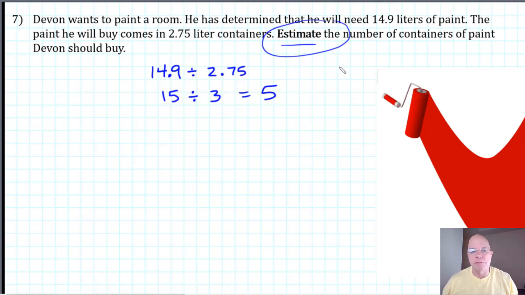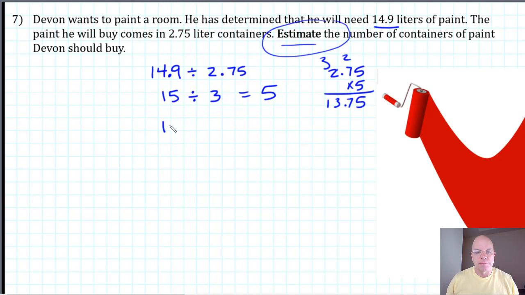In fact, it won't be enough. We can see that by just checking really quickly. 2 and 7/500 liters multiplied by 5 cans will give us 13 and 7/500 liters of paint, which is more than a liter short of what we need. And that's why when you're estimating with a word problem, when there's context, you have to think about whether it's an overestimate or underestimate, and whether that's a good choice.